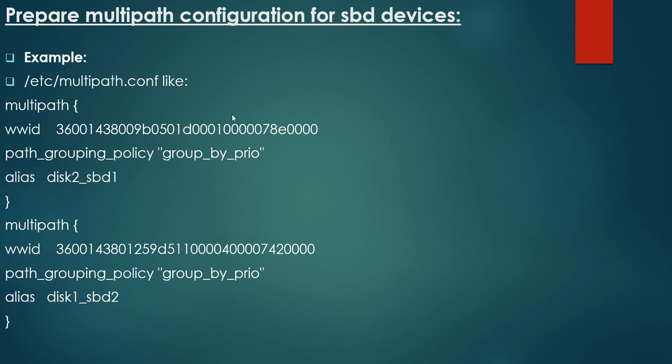Okay, so there are other prerequisites in multipath configuration. If you are using a physical system, you must configure multipath for those SBD disks. Okay, so here is a basic example of the multipath.conf file, how it is going to look. So it is going to be similar to this.